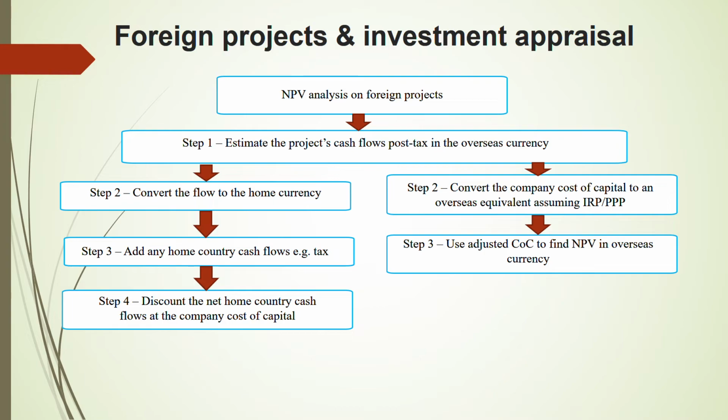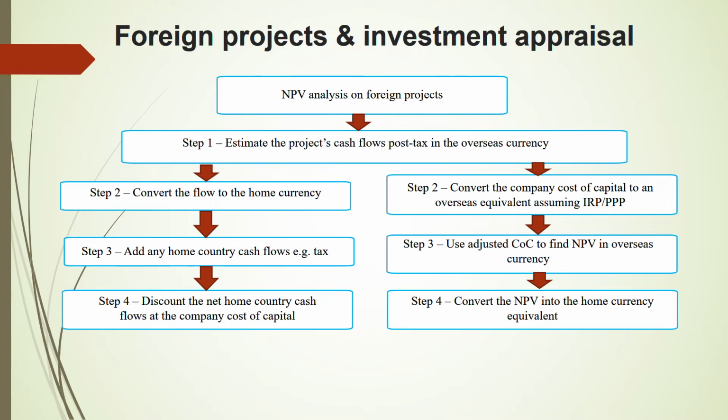But what if we are using the second method? Then because the cash flows are in overseas currency, the net present value also we are finding in overseas currency. So you convert the net present value into the home currency equivalent. That means you find the net present value in the foreign currency, and that one figure only you are converting to home currency. But I have not seen any question in AFM till now which is using the second method. But you should know both the methods, okay?